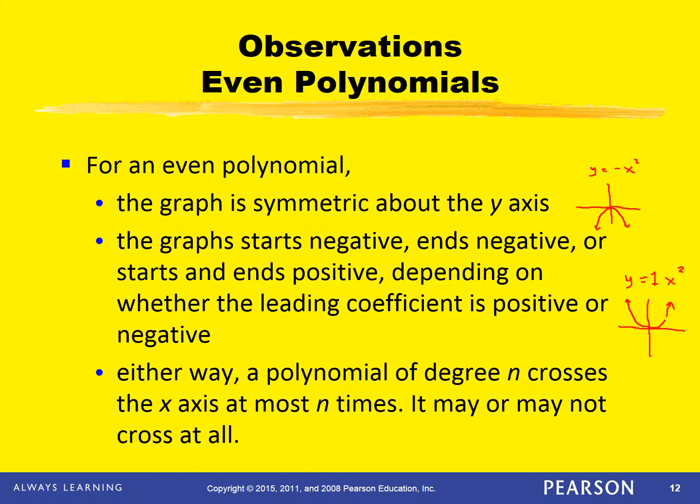Either way, a polynomial of degree n crosses the x-axis at most n times. It may or may not cross at all, right? We had a function, I believe it was big f of x, and it did not even touch the x-axis, okay? It was even degree, and that can happen for an even degree, not an odd degree.